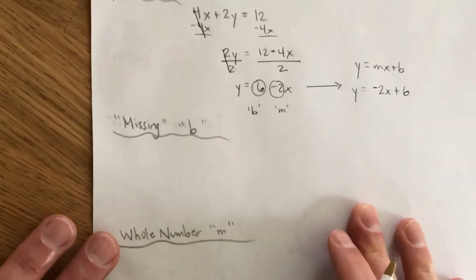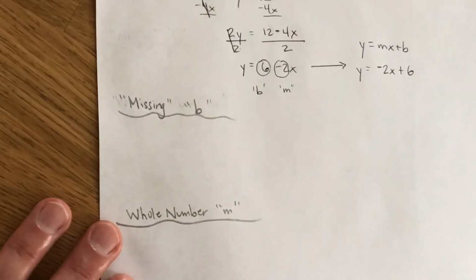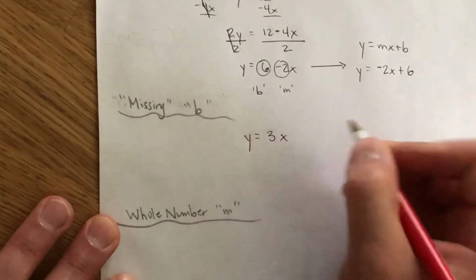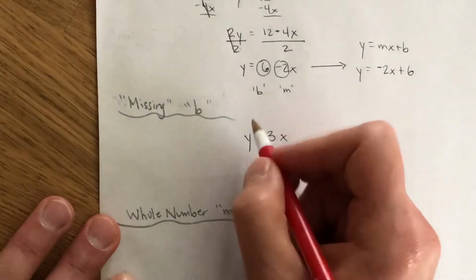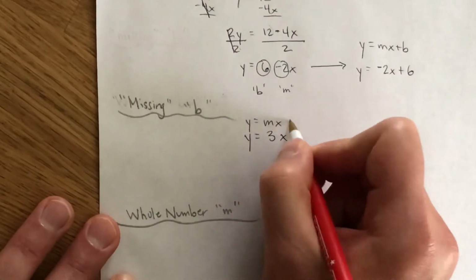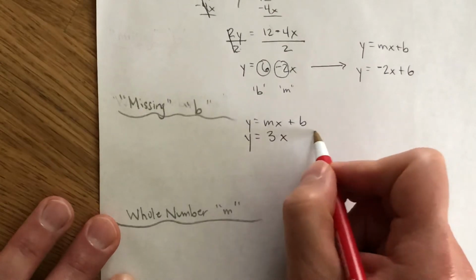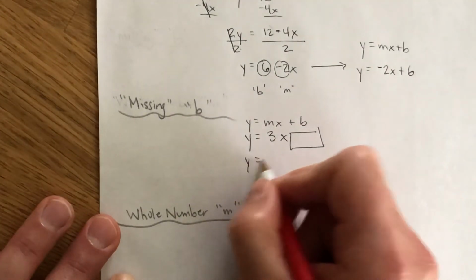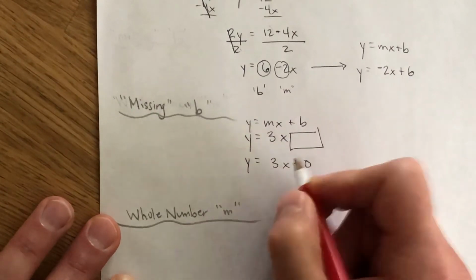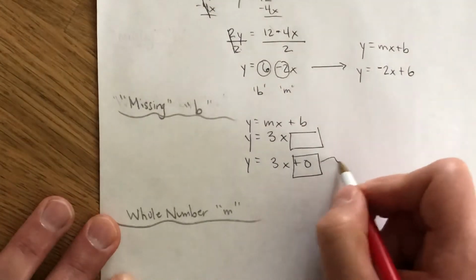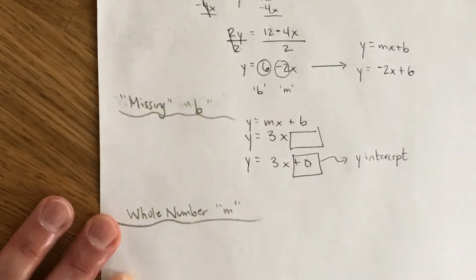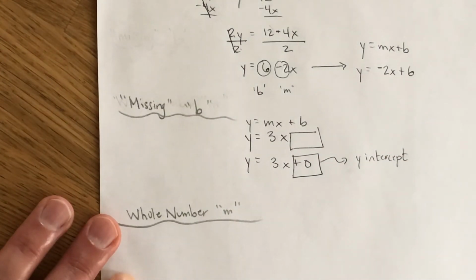And then a couple other situations that can come up. You can feel like, hey, y equals mx plus b, I don't have a b. What if you just had y equals 3x? It looks like it doesn't fit the y equals mx plus b format because you have no plus anything. Well, really what that becomes is y equals 3x plus 0. So your y-intercept is just 0.